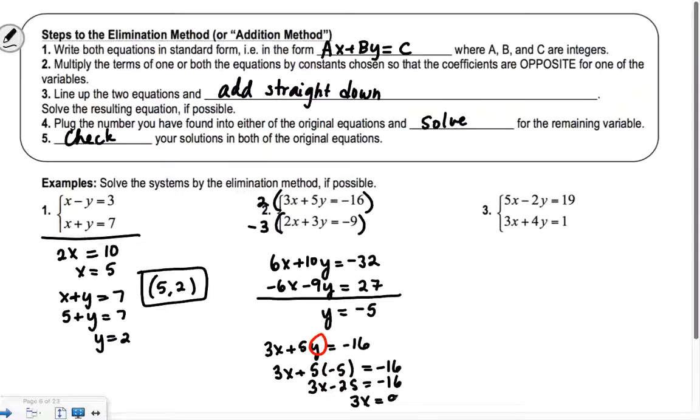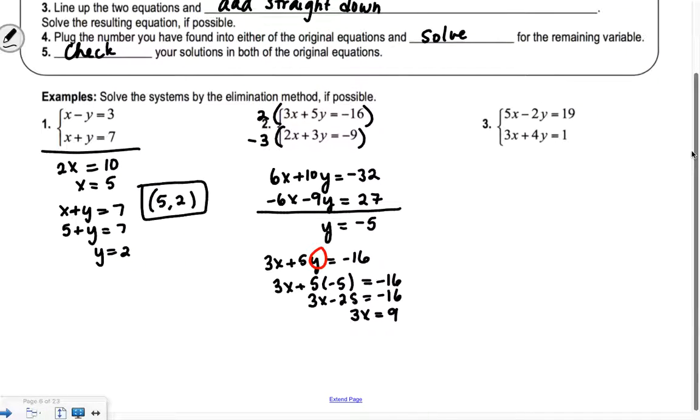So I get, oh, whoops, not 9. Yeah, 9, right? All right, and then I'm going to divide by 3, and I get x equals 3. So our final answer is 3 for x, -5 for y. Write it in the order that it is, right? X, comma, y. Done.